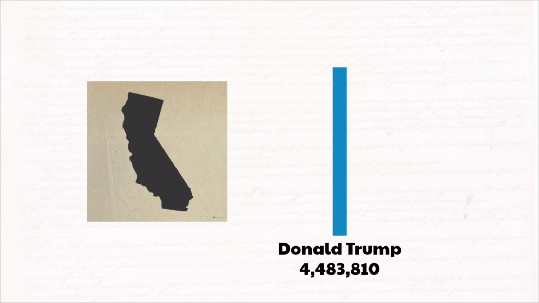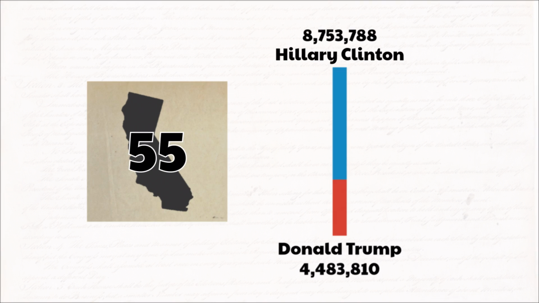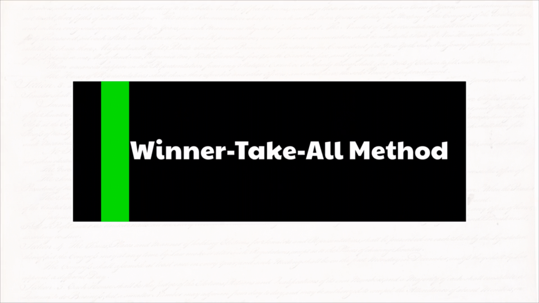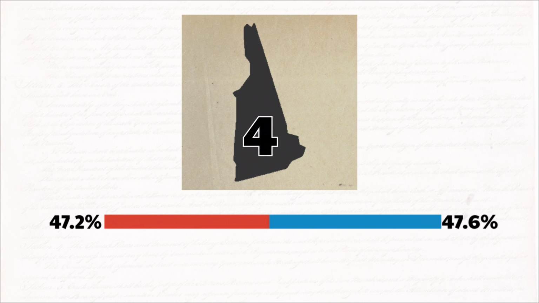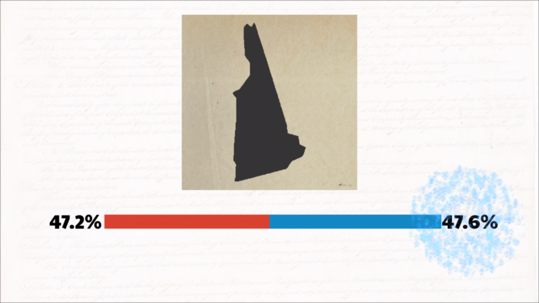Take California for example. In 2016, almost 4.5 million voters voted for Donald Trump. That's almost a third of the votes cast there. But because the majority of votes went to Hillary Clinton, all the state's 55 electoral votes went to Clinton. This is called the winner-take-all method and is the one most states use. It means that the winner of the popular vote in a state gets all the state's electoral votes.